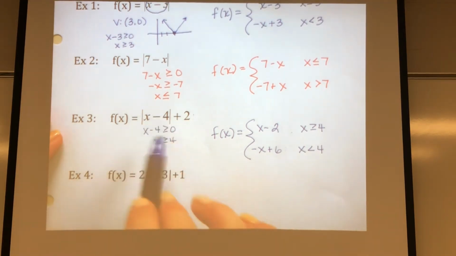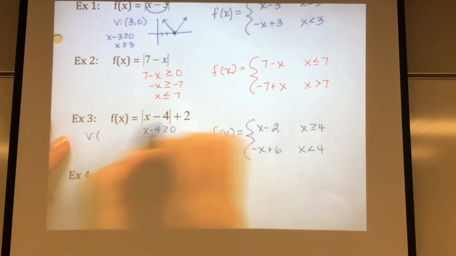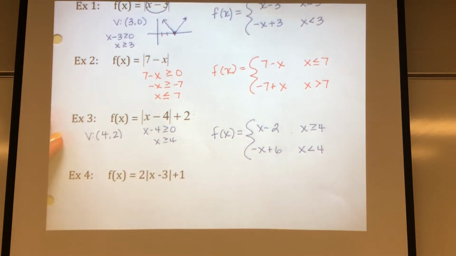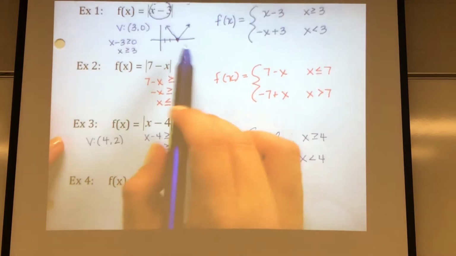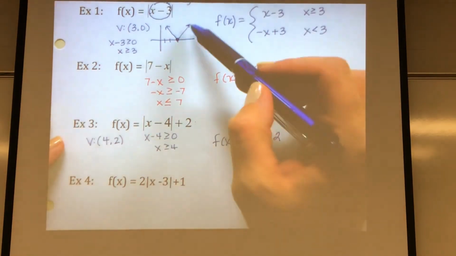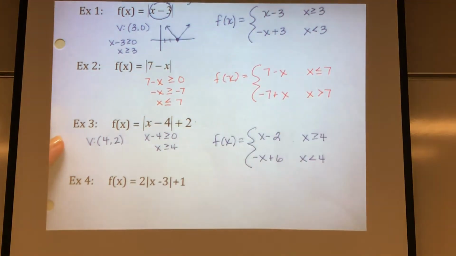And you can graph these by hand, or graph them on your graphing calculator. We know that the vertex of this is going to be 4, 2. There weren't any reflections or stretches or anything like that. But you can see it's going to look like a V, like this, except that our vertex is at 4, 2. And we're just describing each side: what the positive side would look like and what the negative side would look like.